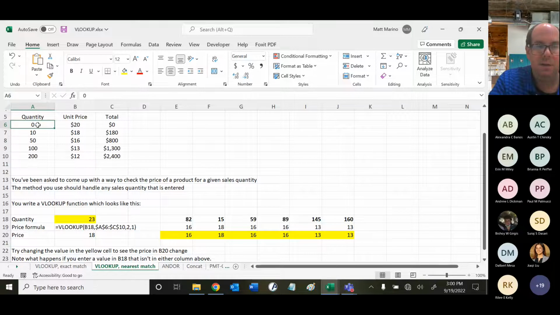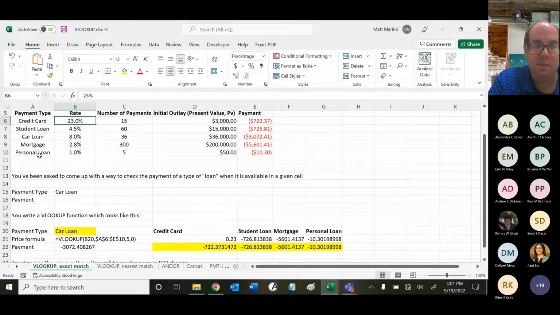Yeah. So this might be 5, 0, 10 instead, because if you have a quantity of 0, how do you have a unit price? So sometimes these may be a little mixed up in a table. Whereas the exact match will literally stop. Okay, credit card. All right, we found the rate. Okay, we're done.